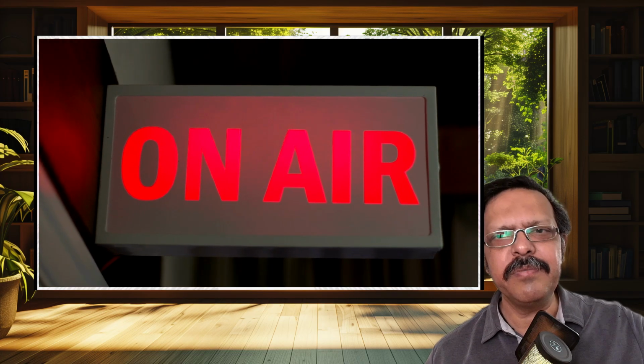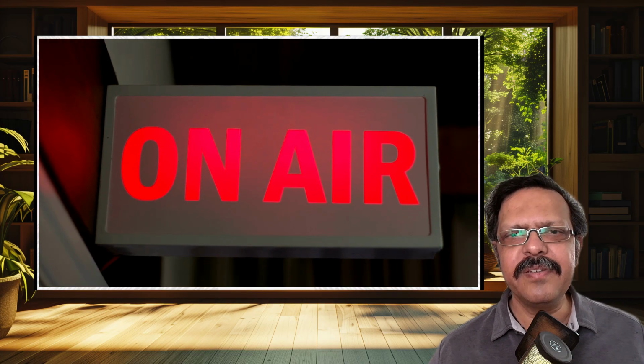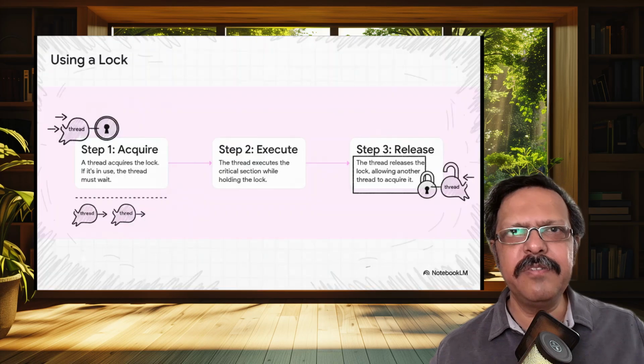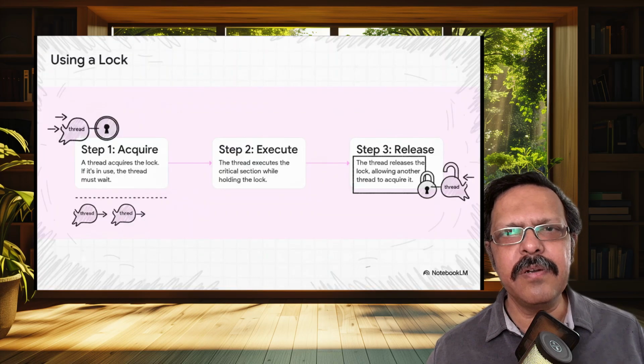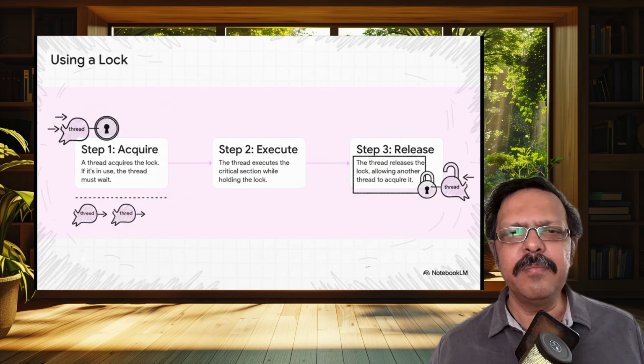Once the light is off, that's when you can go in. So the light is more or less the lock that we are looking at. After finishing the work, the thread releases the lock. If another thread tries to acquire the lock while it is already held, that thread must wait.